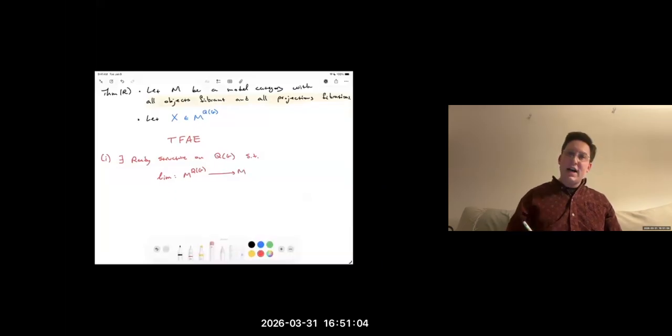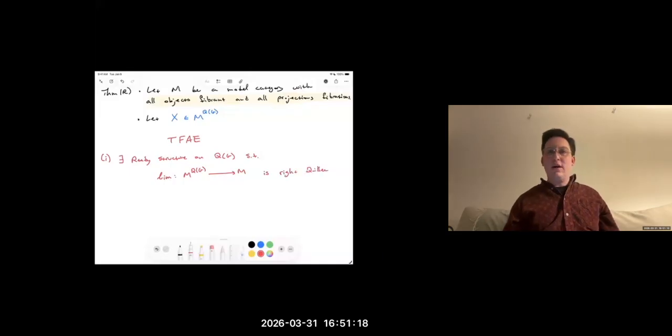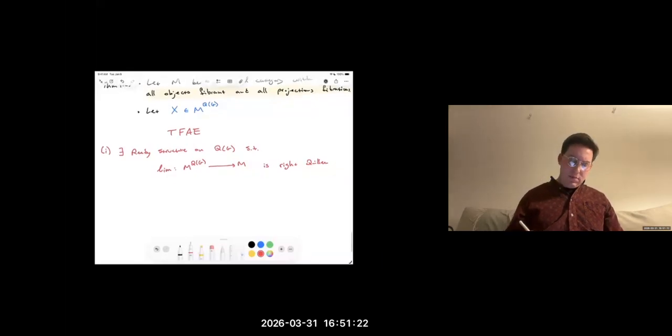the limit functor is a right adjoint to the constant functor, and so the right thing to ask for with a model structure is that this is right Quillen, which is a technical condition. I think it means that it preserves trivial fibrations. Such that this is right Quillen, and of course we need X to be fibrant in this resulting model structure.